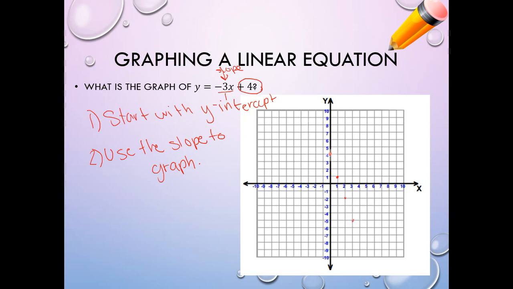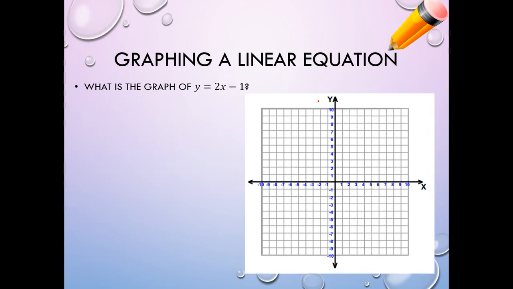And then I'm going to connect this line as well as I can. Whoa, that's a little off. There we go. You should be able to do it better on a piece of paper. So I have graphed my linear equation.